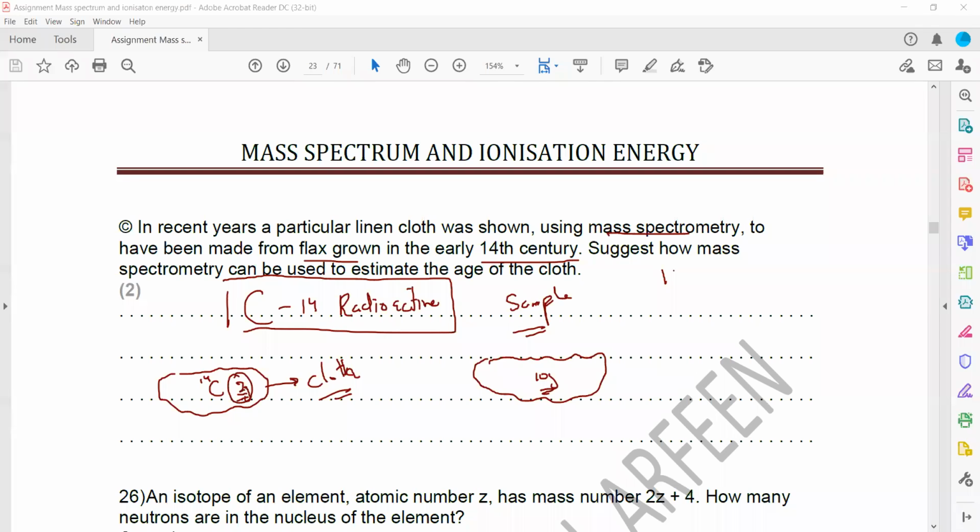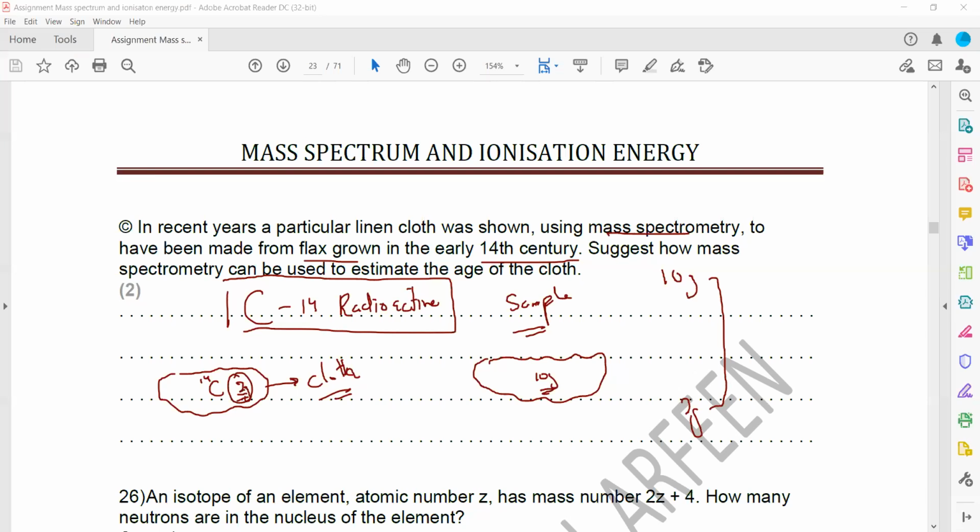Our assumption is that when the plants are growing, they're continuously taking in carbon dioxide, so the amount of carbon 14 is not changing, more or less it remains the same. But once the plants die, the amount of carbon 14 starts to decrease. So we will consider the half-life, like if the original sample was 12 gram and now we have 2 grams.